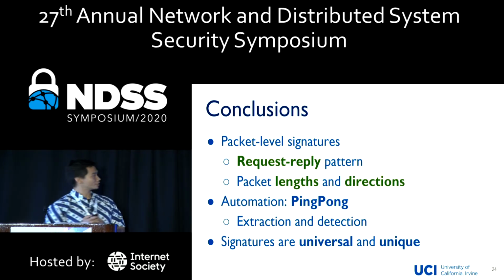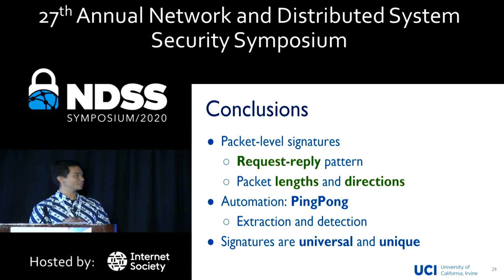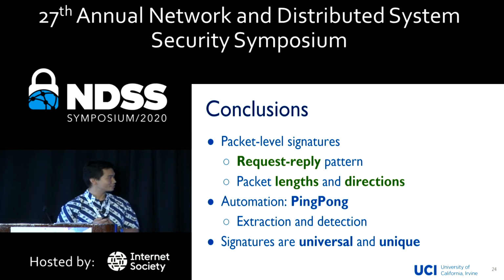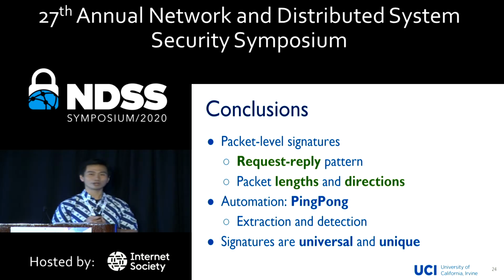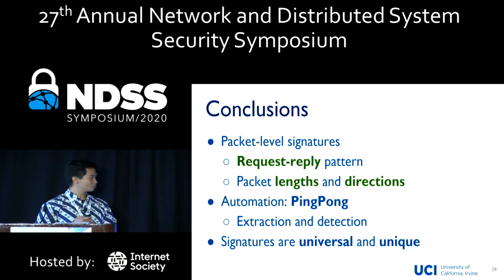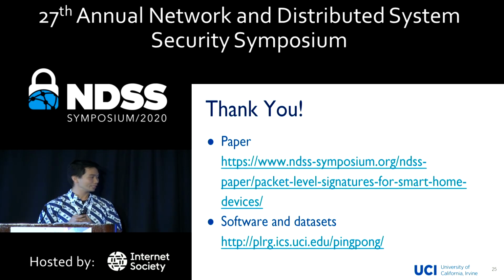So to conclude, I've presented to you packet-level signatures for smart home devices, which are based on request-reply pattern. And they use only 2 features, packet lengths and directions. And I've shown to you the automation using Ping-Pong that can perform extraction and detection. And I've shown that the signatures are universal and unique.